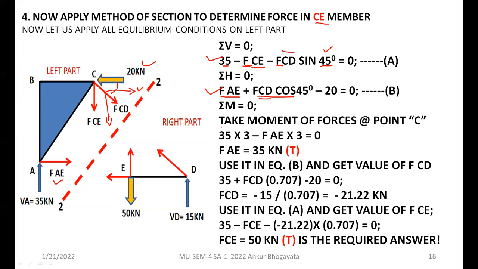So now let's see where you should take moment such that your unknown force can be determined. If I take moment about this point C, I'm talking about only the left hand side, right? We have nothing to do with the right hand side, so don't look at that also.